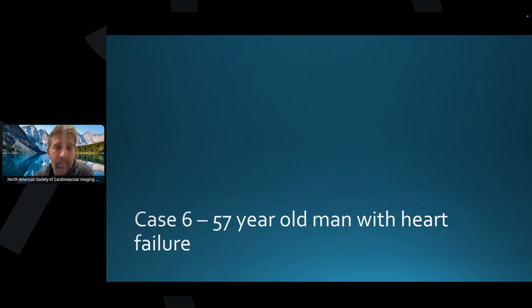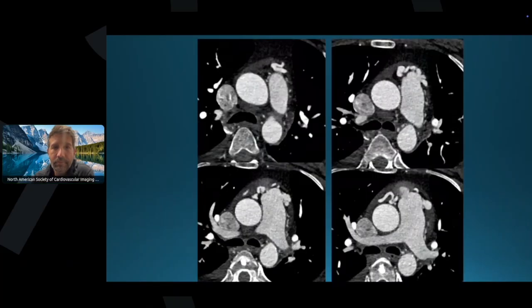All right. Next up, 57-year-old man with heart failure. So I'm showing here multiple slices through the pulmonary artery and aorta. And there's one big finding here. Adjacent to the pulmonary artery, you see just a series of jumbled vessels, dilated, tortuous vessels.